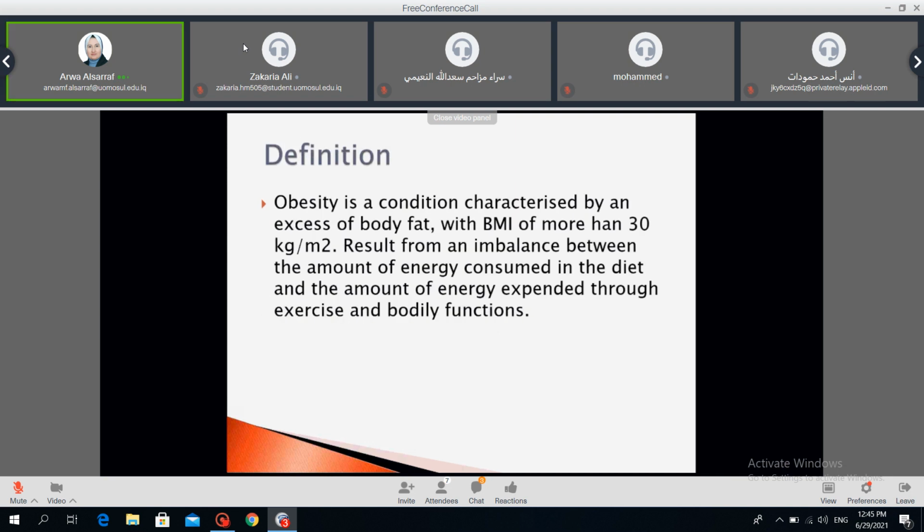Why is obesity important? Really, it is not just a state of body weight. It is a syndrome because it will cause complications involving almost all body systems.